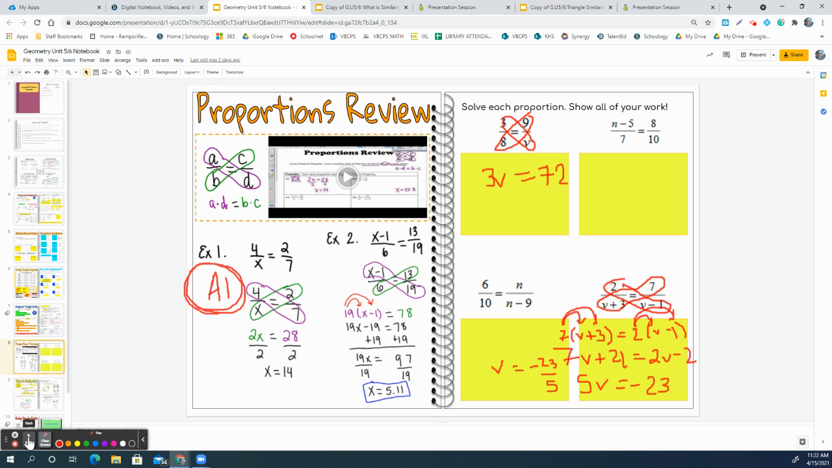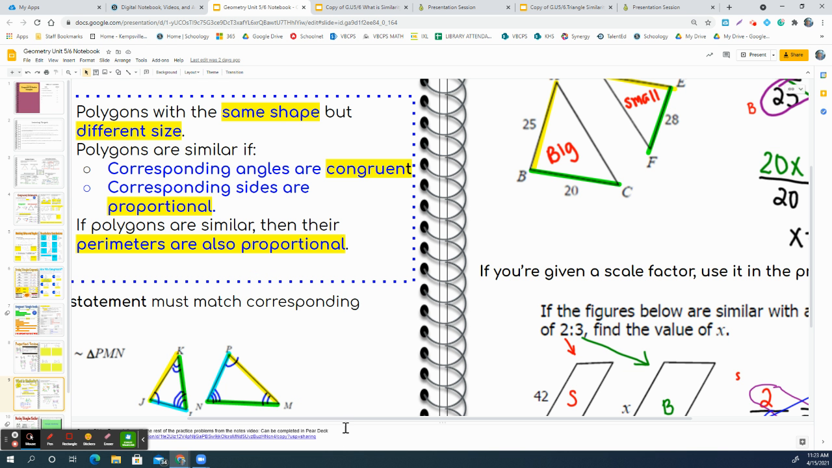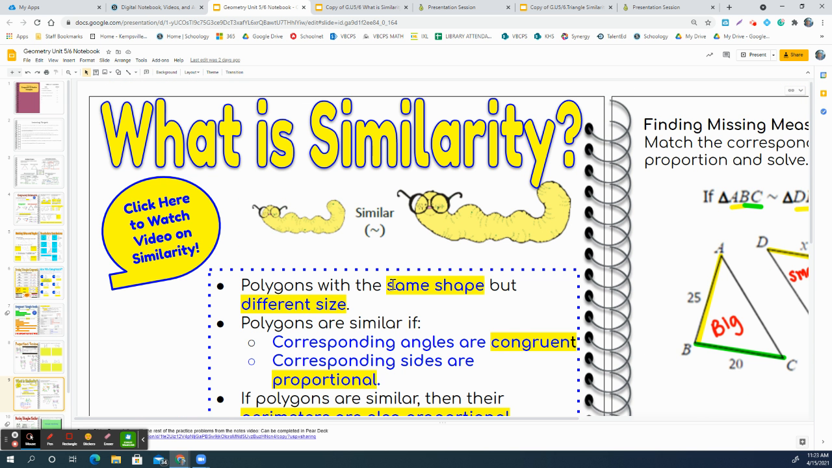Your review. All right. Then let's go to slide 9. Slide 9 is where we're going to start our real learning for today. So what is similarity? Similar is when things are the same shape but different size, right? I've got a little worm here and a big worm here. They're the exact same worm. I'm just closer up to one than the other, right? It's like perspective.